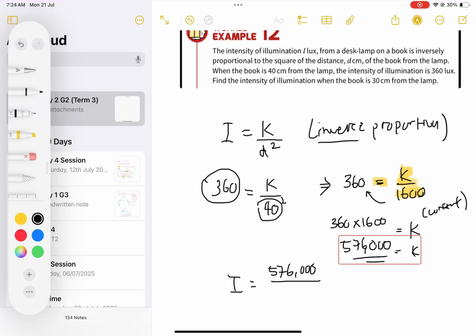All right, 30 centimeter. So 30 centimeter is the d. So 30. But don't forget, it comes with the square. That's part of the formula there, because they say square of the distance, right? So don't forget the square. So I is equals to 576,000 over 900. There you have it. I is actually 640.